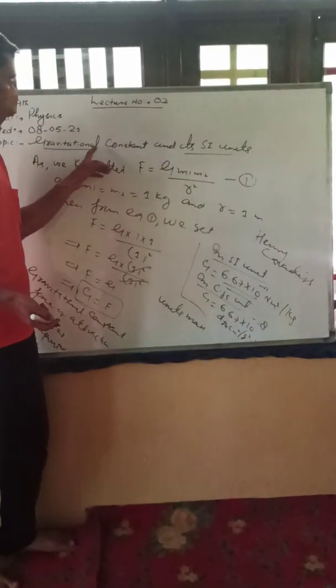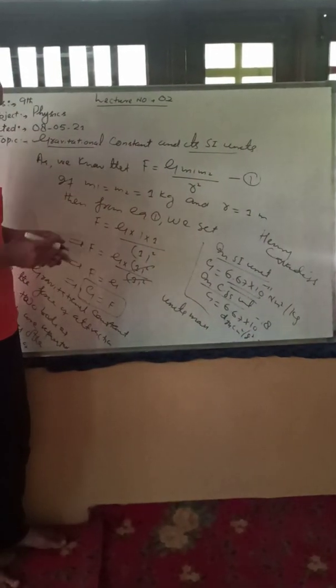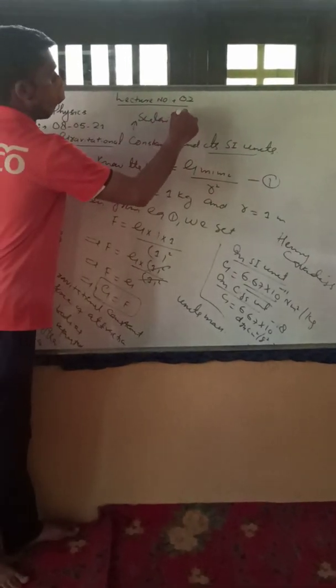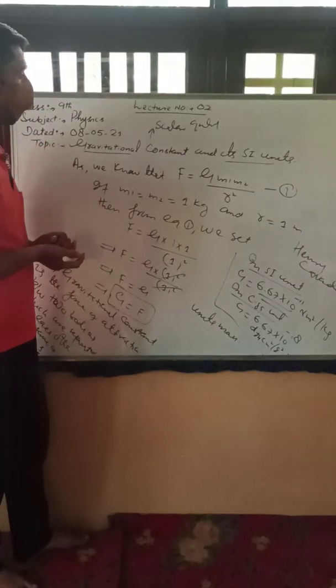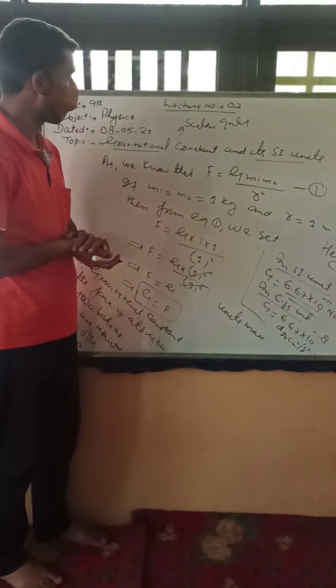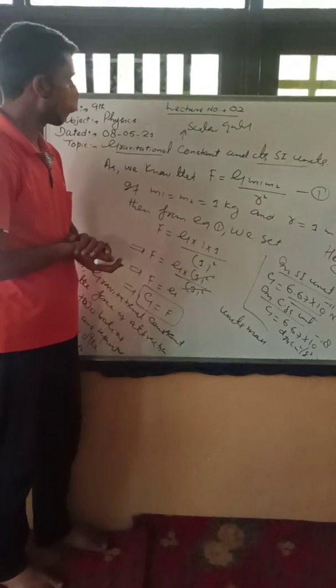One more important point, this gravitational constant is a scalar quantity, which means it has only magnitude but no direction. Also, it is independent of the mass, the nature of the medium, and the nature of the substances.